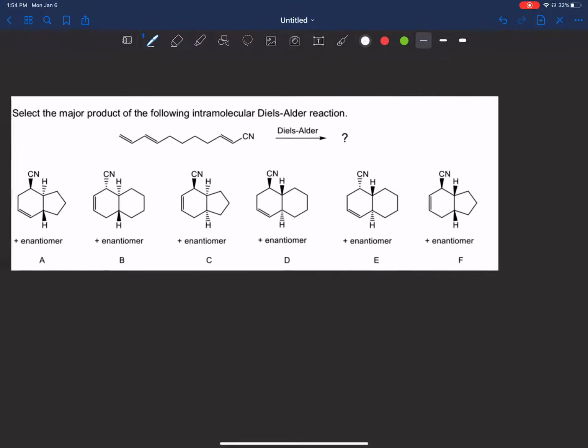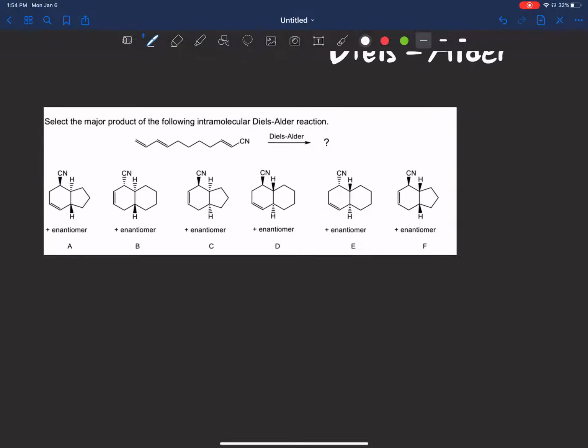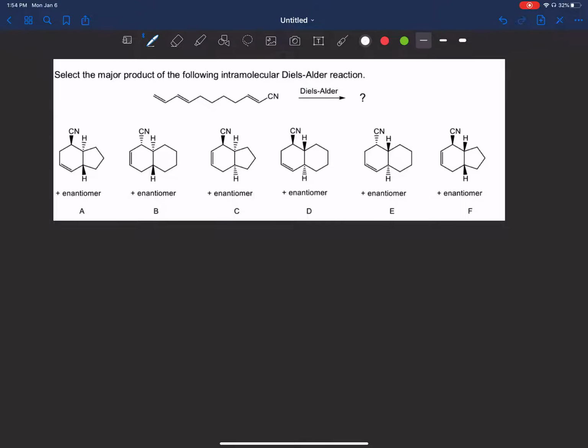So let's look at what we have. In the intramolecular Diels-Alder reaction, we're going to have a diene and dienophile on one compound. The first thing you want to do is figure out what's your diene and dienophile. Here's that diene. Here's that dienophile, that one double bond. So now that we have our diene and dienophile, we can get started, and I'm going to redraw our compound here.